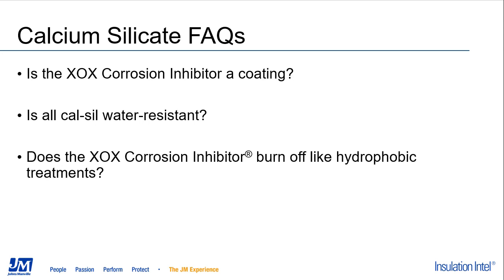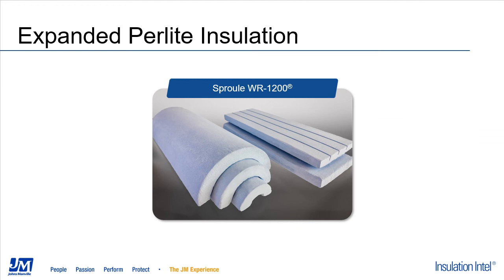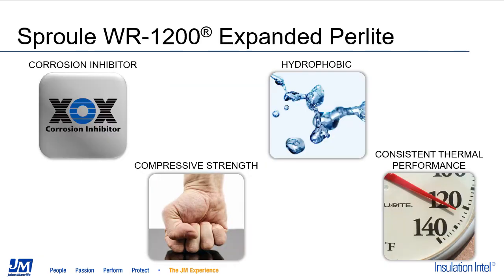So with that, we will move on to the next product in our family, and that is our WR1200 Expanded Perlite. This product is also available in a couple different formats. The WR1200 is in molded pipe sections as well as board, block and V-groove. So again, applicable for pipe, equipment, tank, vessel type applications. It does also contain the XOX corrosion inhibitor package that we discussed with our calcium silicate line.